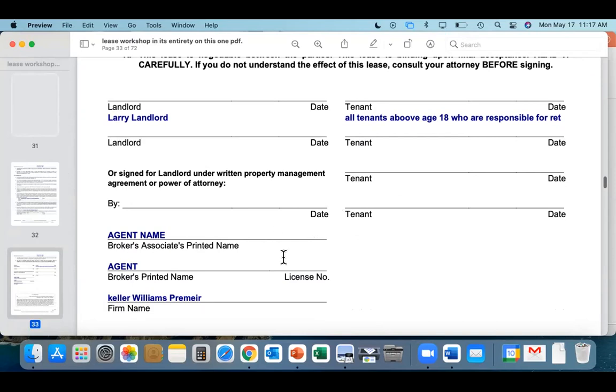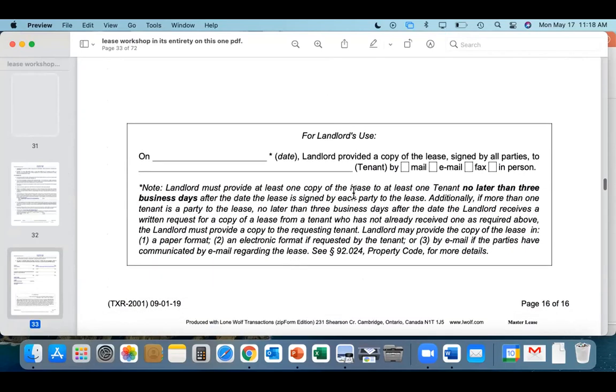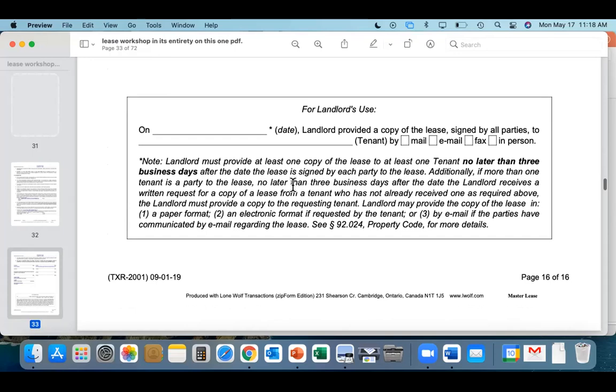And then that's it. And then this is where everybody signs. This is where the landlord gives notice that he signed it and gives a copy to the tenant.